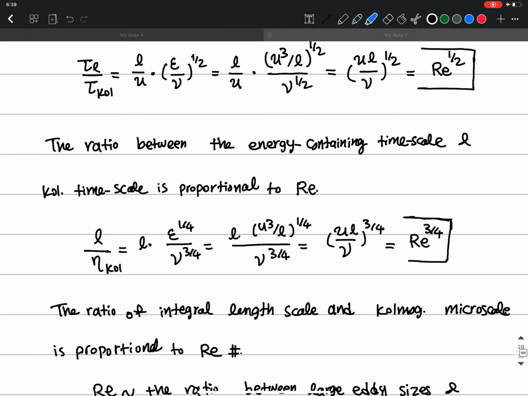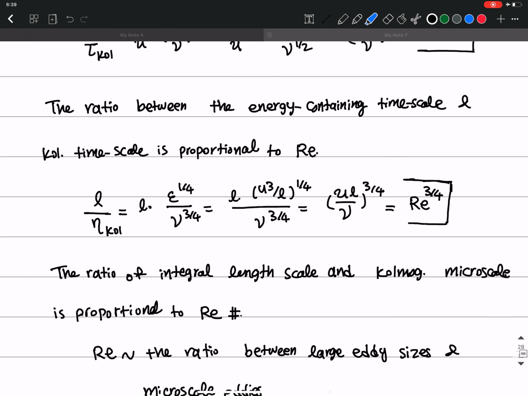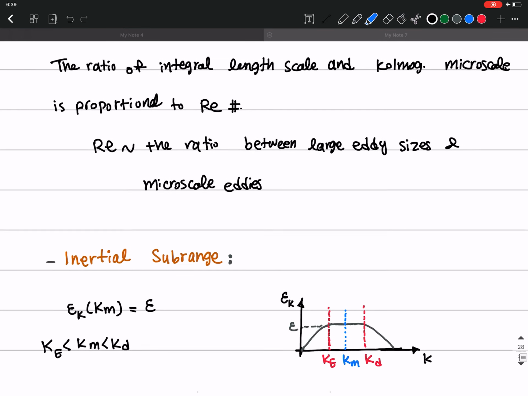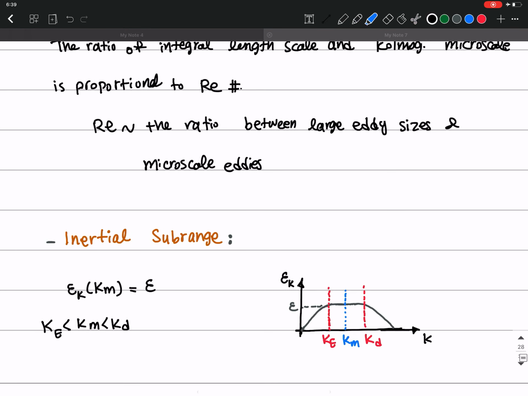So the ratio between the size of the largest eddies and the smallest eddies is proportional to the Reynolds number. So this is another definition of Reynolds number that you can make.